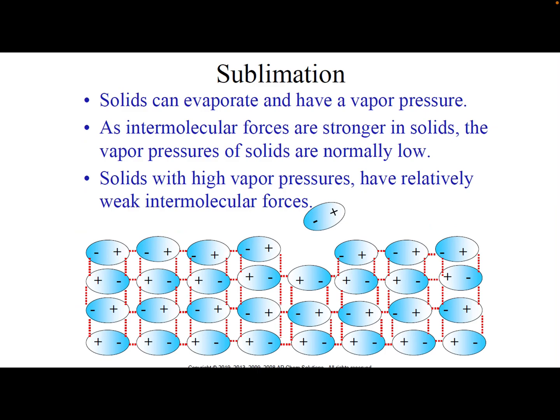Special state of sublimation. There are certain things, mothballs, which is naphthalene, and dry ice are probably the biggest examples of sublimation. And so solids can actually evaporate and have a vapor pressure. So these solids that can do this, solids that have a high vapor pressure, usually have very weak intermolecular forces. And that maintains that relationship, that the higher the vapor pressure, the weaker the intermolecular forces.